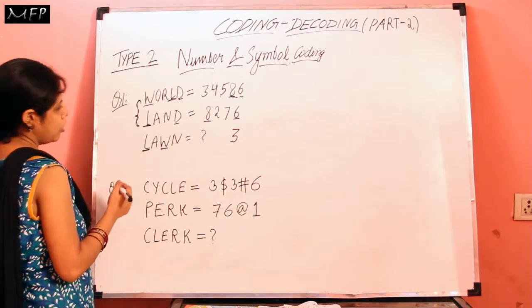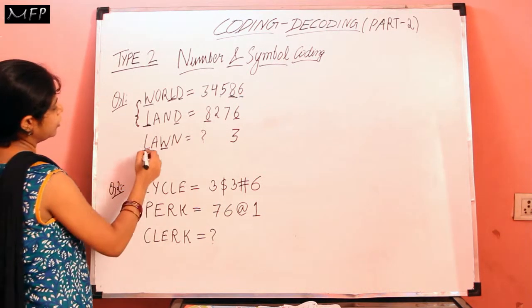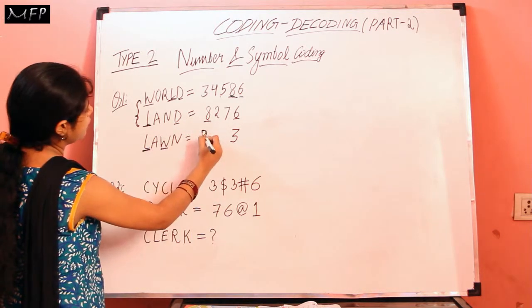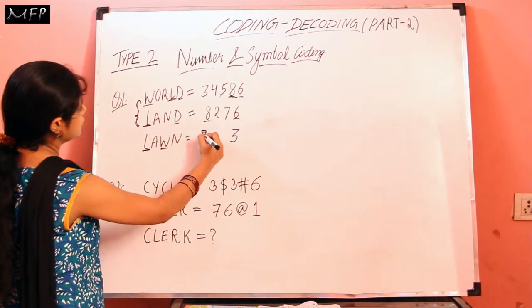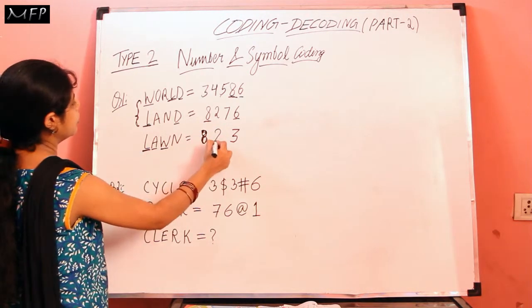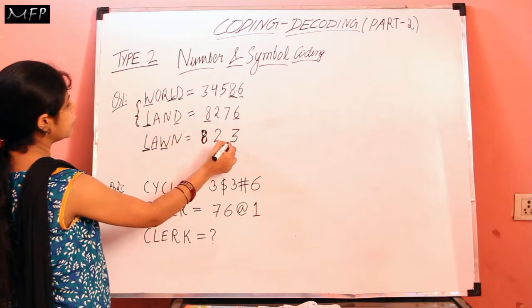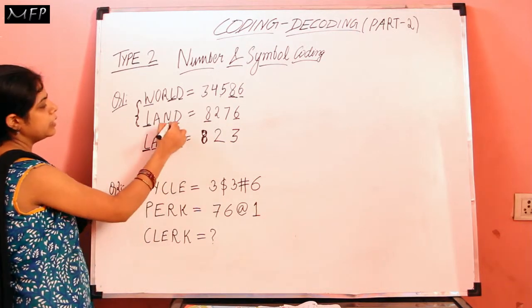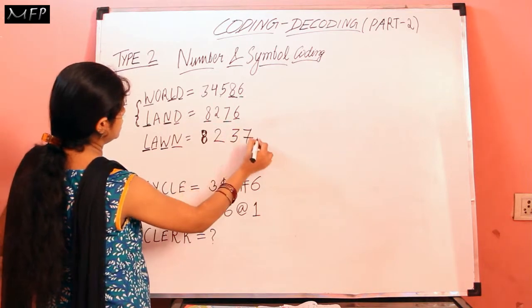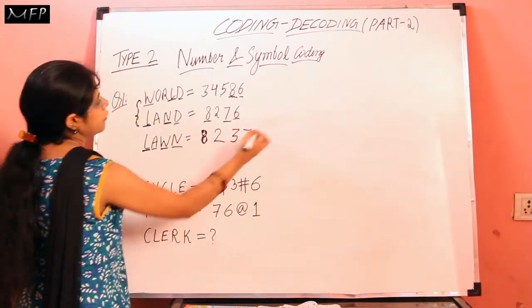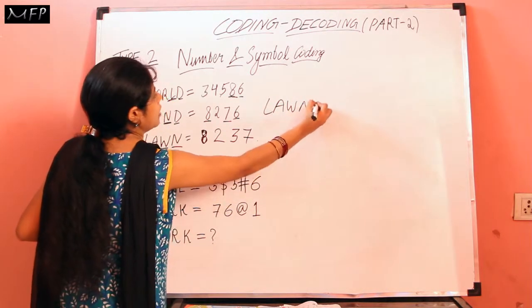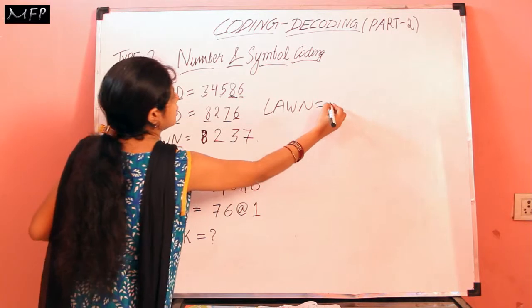So let us now place the codes for LONG. The code for L will be 8, here we will write 8. The code for O will be 2. The code for W is 3, as we have already written. The code for N will be, from here, 7. So the final code for LONG will be 8237.